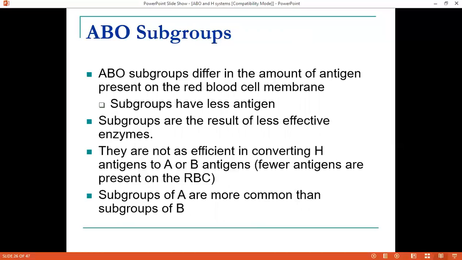So because of this, there's going to be less A or B expression, and there's going to be more H antigen expression. And it is possible to have subgroups of both the A genotype as well as the B, and we're going to talk about both of them.